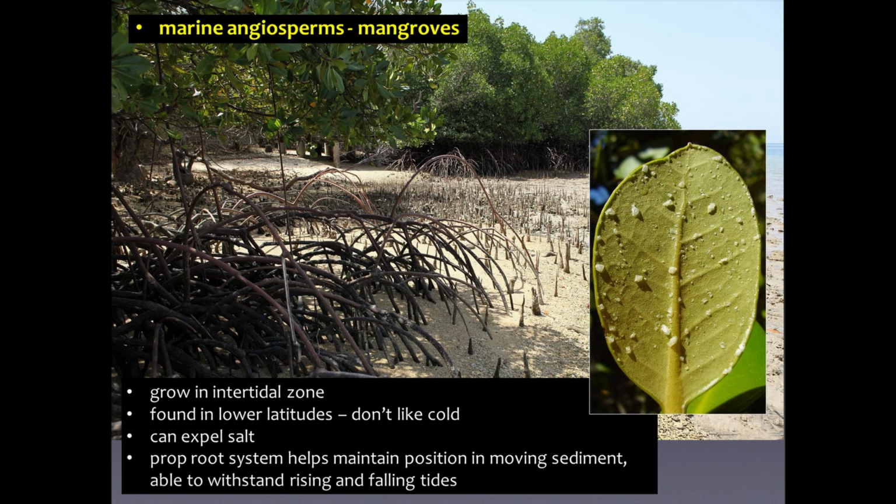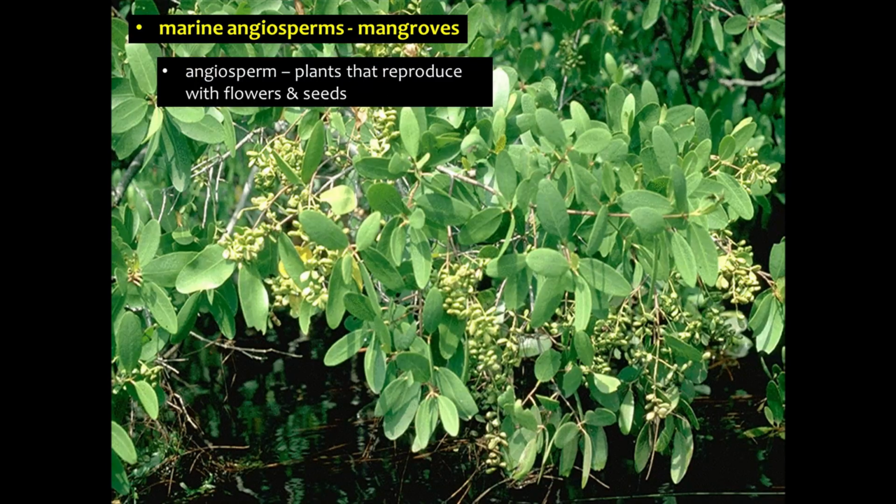Coastlines that tend to be rimmed or edged by mangrove trees or mangrove forests tend to survive tsunamis, face less destruction as a result of tsunami waves than other systems do. And because these are marine angiosperms, that means they have to reproduce via flowers and seeds. And here you have an example of some mangrove seeds on the leaves right here.